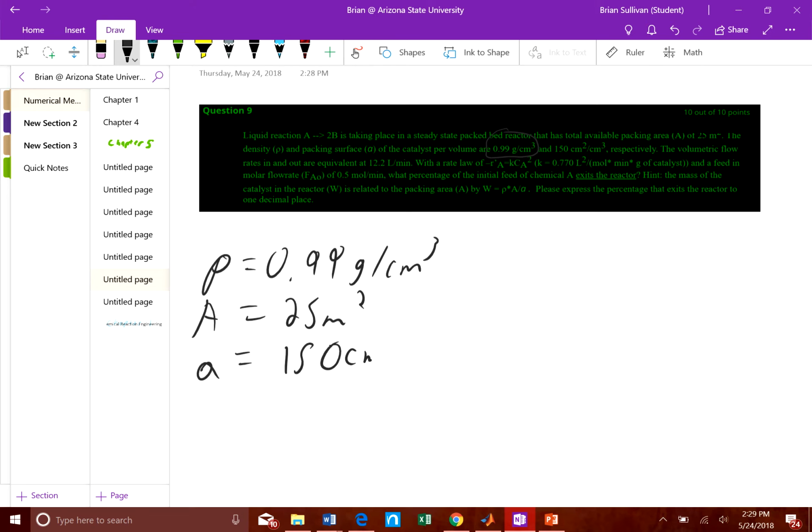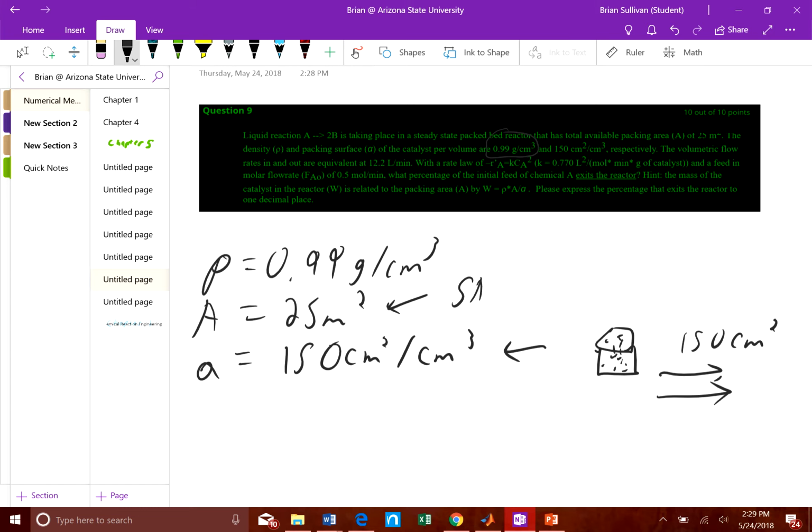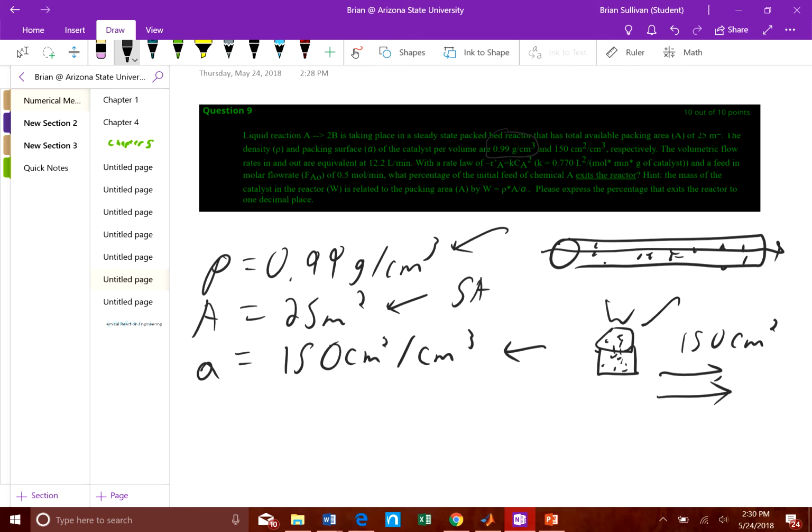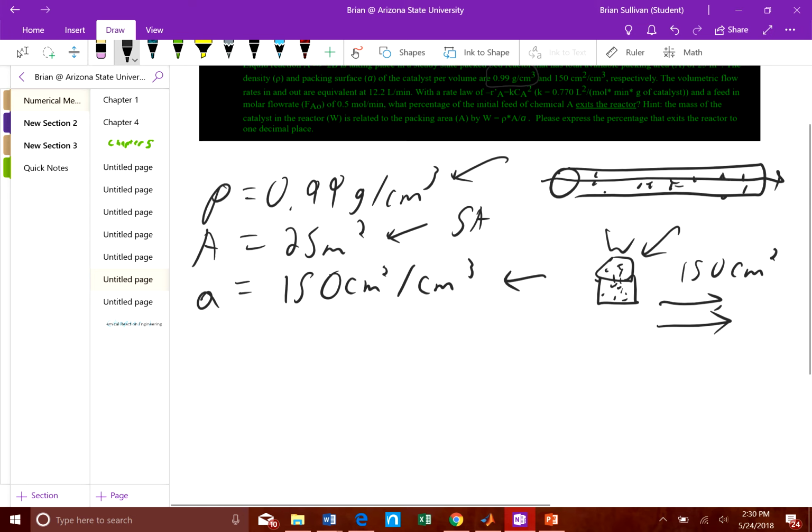And just to make more physical sense of what these mean, if you grabbed a little centimeter cubed, which is the same thing as a milliliter, if you grabbed a milliliter box and shoved the packing into it, it tells you that 150 centimeters squared of surface is available for the fluid passing through. That's how much contact it's going to make. Now this tells you the total surface area packed into the entire packed bed reactor. So as the fluid flows through all these beads and goes this way, it's going to come into contact with 25 meters squared of packing surface area. And this tells you for every centimeter cubed how much actual weight is in this box. So basically this 1 milliliter box weighs 0.99 grams.